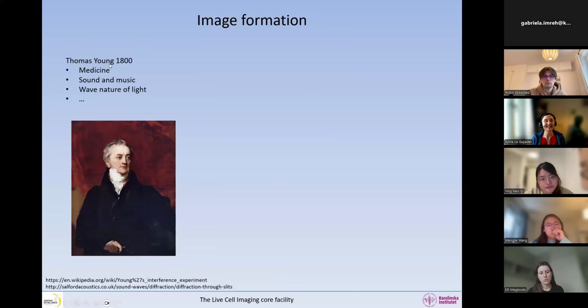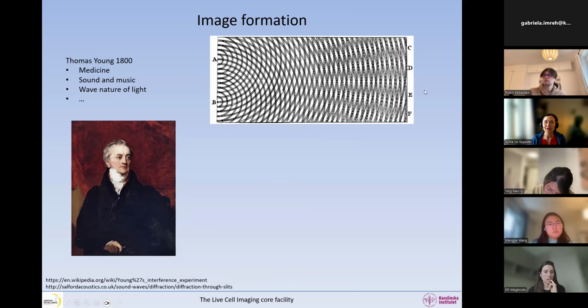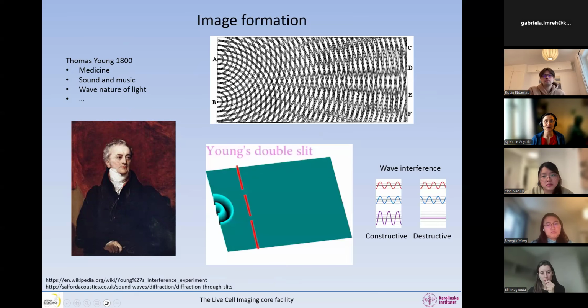So in the 1800s, there was this guy called Thomas Young, and at that time, people probably had lots of time on their hands, and they were pretty clever. This guy was an expert in medicine and in sound and music, and on the side, he was also studying the wave nature of light. This type of people. Anyway, this is one of his drawings, the drawing that he made of the interference pattern, and I will show you.